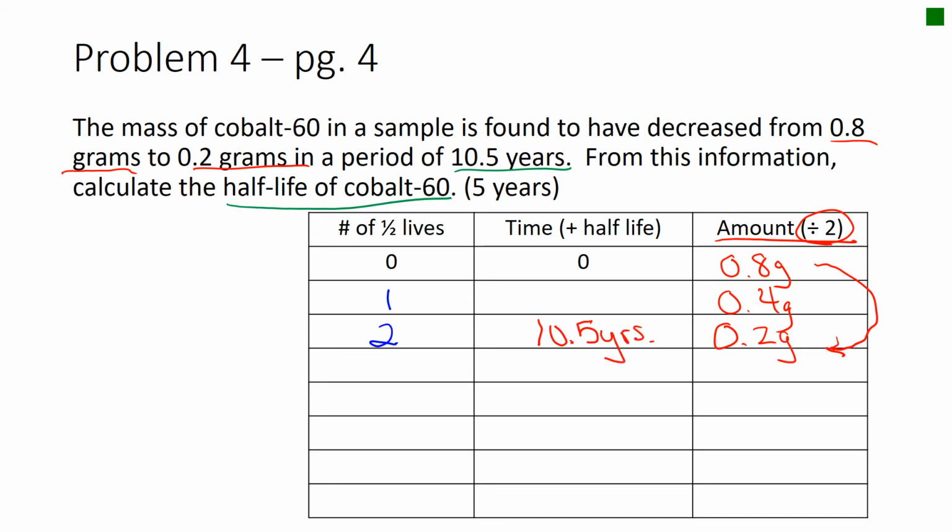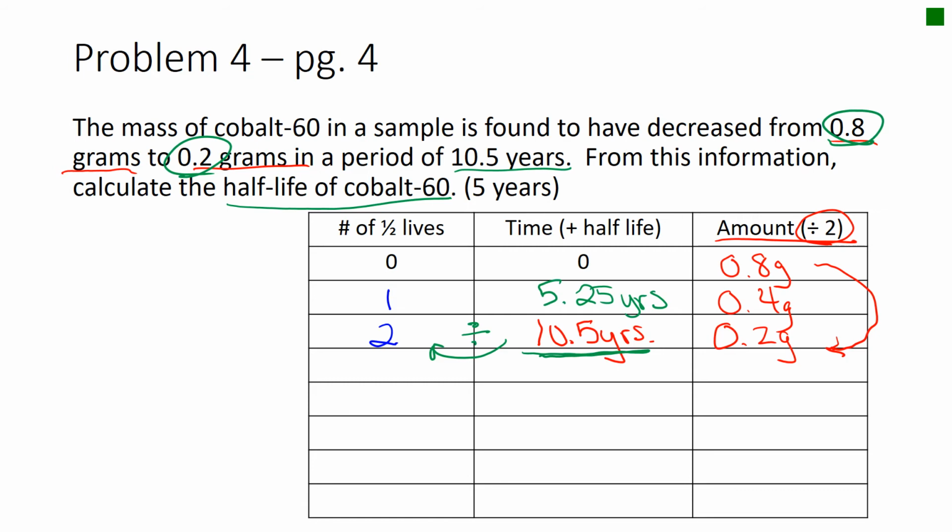How to figure out the half-life? You need to take the total amount of time and divide it by the number of half-lives it took, and that's where you'll get your answer. This one happens to be 5.25 years. Okay, and rounded to 1 sig figs because of these amounts. That's why you get the 5 years.